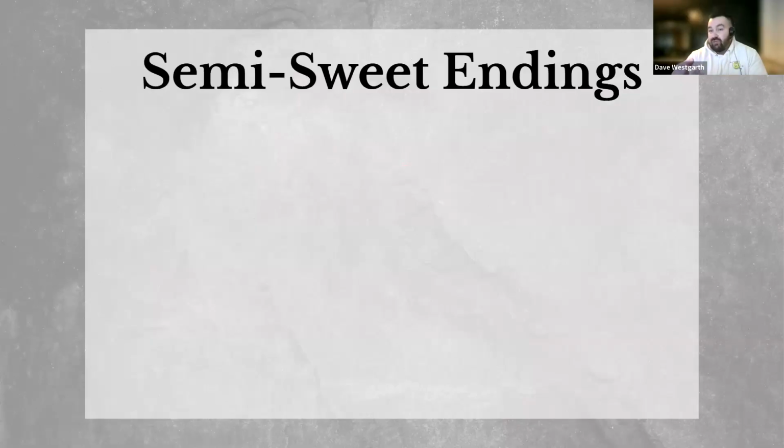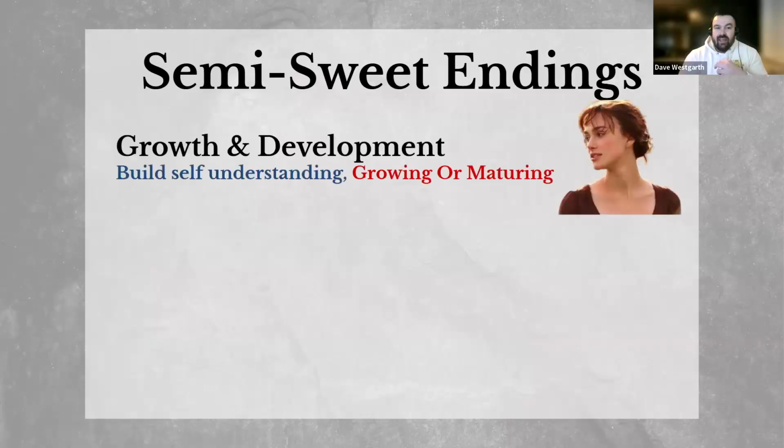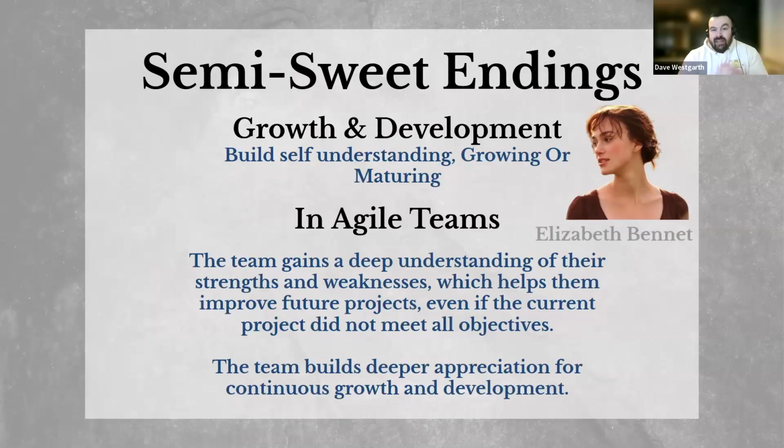In semi-sweet, we get what we need, but not necessarily what we wanted in the first place. So we can think of things like growth and development, building self-understanding, growing or maturing. And Elizabeth Bennett's a great example of this. She grows and matures quite rapidly and quite profoundly through the course of her film.